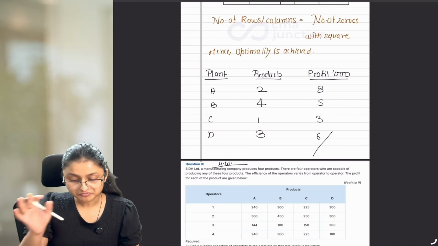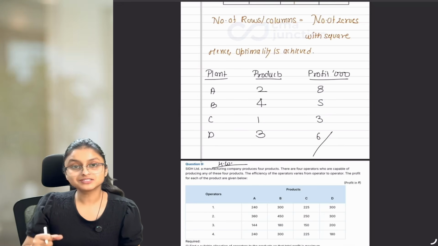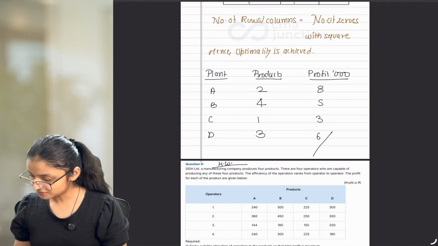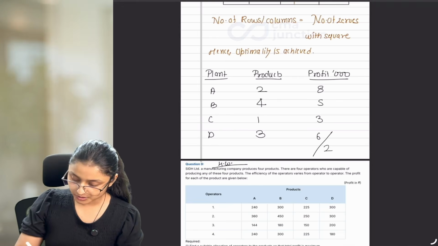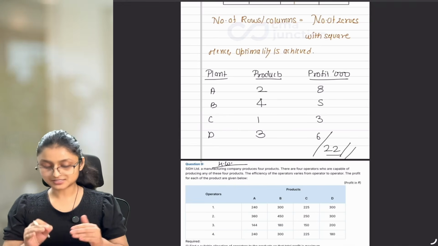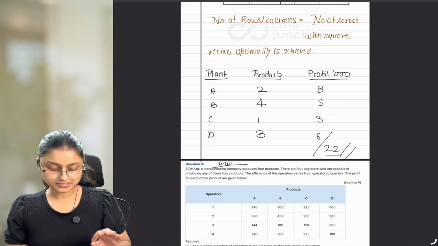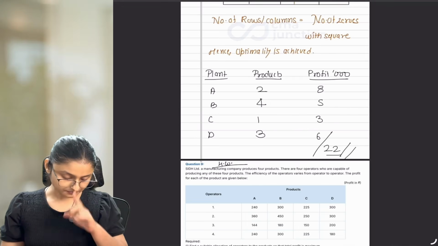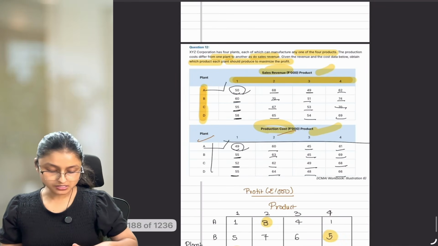Even though we found the lowest, that also helps us find the maximum. So 8 plus 5 plus 3 plus 6, you can evaluate the other alternatives, and you'll get this answer only. 22 is the highest profit which you can earn in this scenario. Okay? Done. This is how you have to handle a profit matrix.